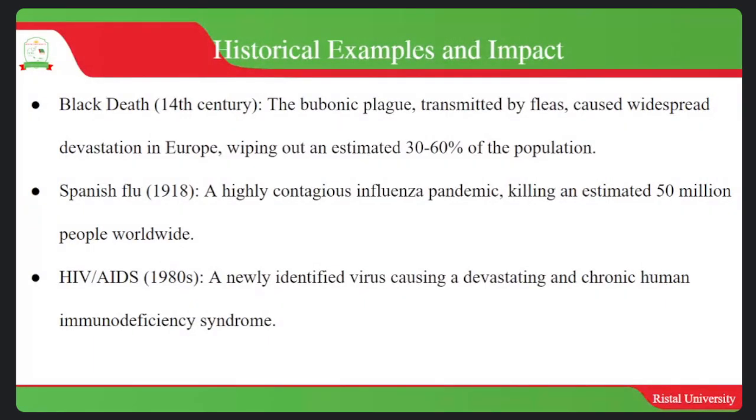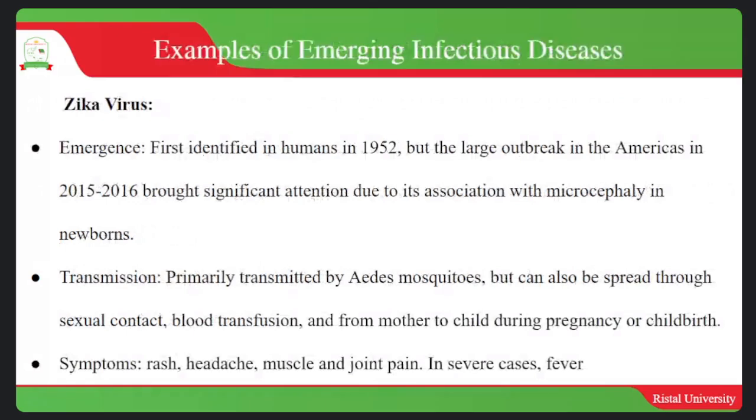And the Spanish flu in 1918 also wiped out an estimated 50 million people worldwide. And it was a very contagious influenza pandemic. Then HIV also emerged in the 1980s. It was a newly identified virus and caused devastating and chronic human immune deficiency syndrome. Very many people died during those times, and many others that you can think of.